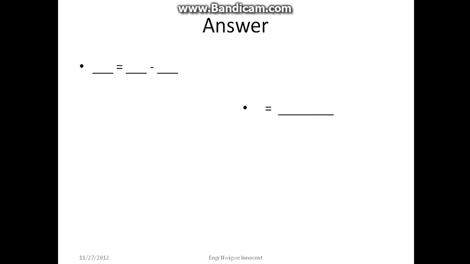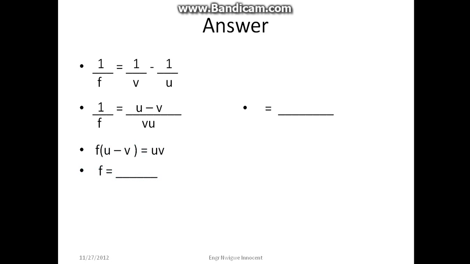Answer. 1 over f is equal to 1 over v minus 1 over u. Finding the lowest common multiple of v and u, which is vu: v will divide vu to give us u, u times 1 is u, minus; u will divide vu to give us v, v times 1 is v. Then we now have, if you cross multiply, f in bracket u minus v is equal to vu. Making f the subject of the formula, we now have f equals uv over u minus v.